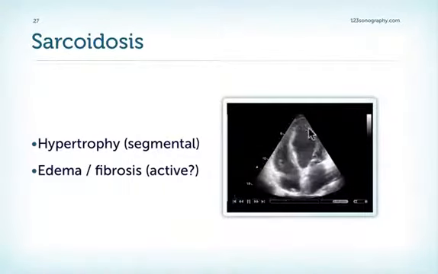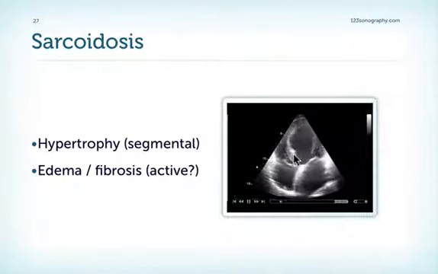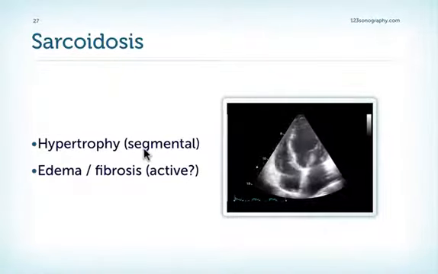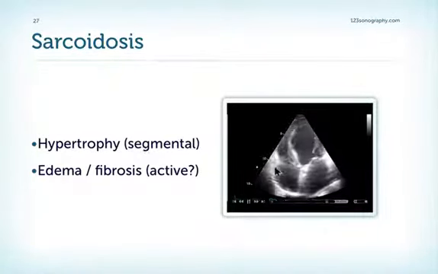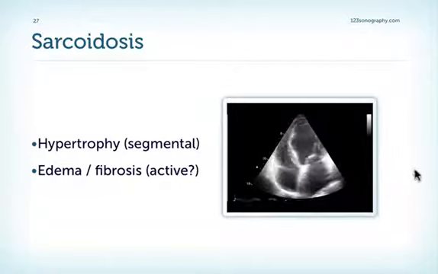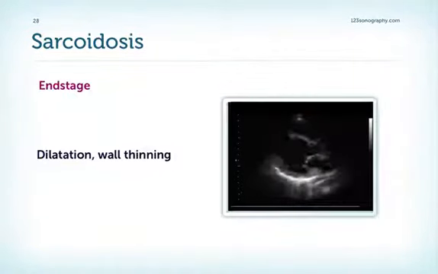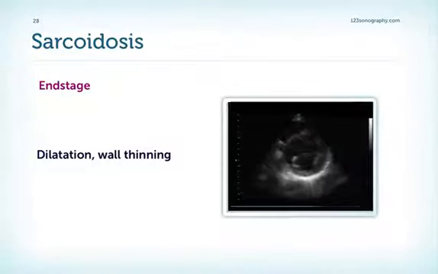Here again we have an example of a patient with regional wall motion abnormalities which often don't follow the typical pattern of coronary artery disease. Very echogenic myocardium, which seems to denote some form of edema. Edema might also be an indication for a more active disease process, and echogenic myocardium caused by fibrosis. Example of a patient in the end stage of sarcoid heart disease.